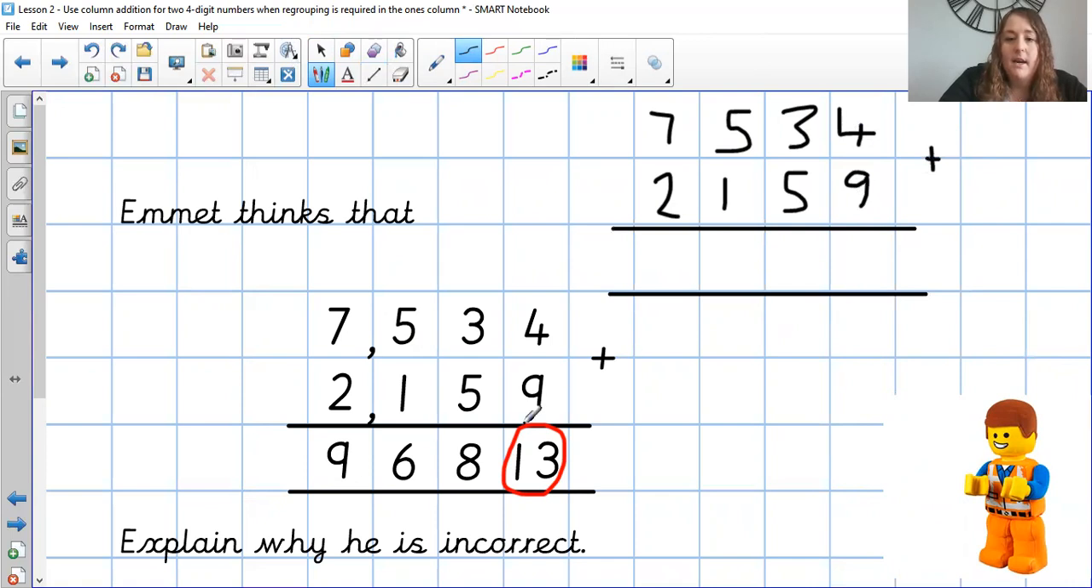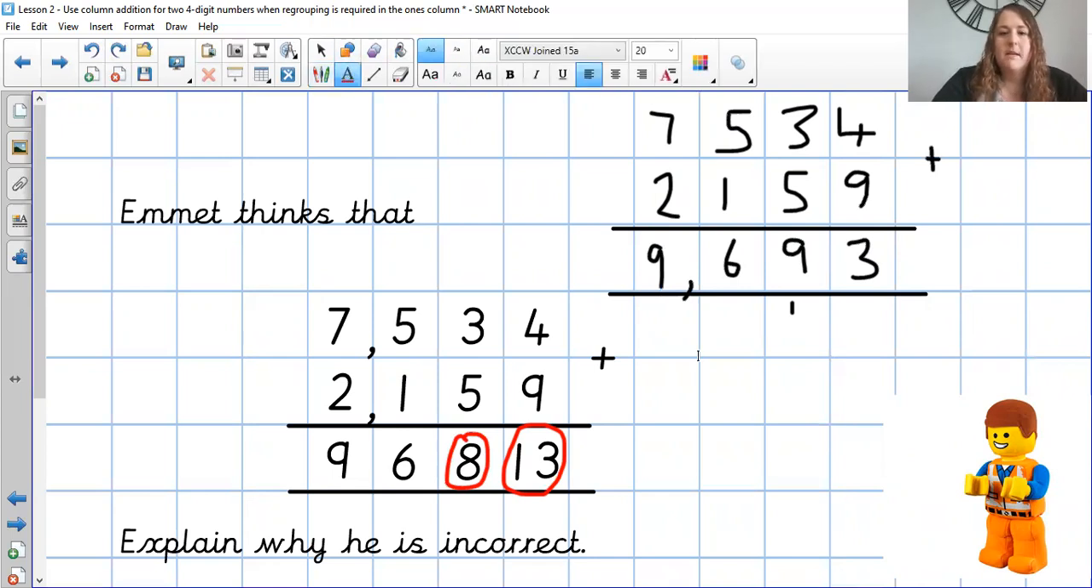So 4 add 9, I agree is 13, but we're showing it as 3 ones and 1 ten. So that goes into the next column under the tens. 5 add 3, or 3 add 5, add 1: 5, 6, 7, 8, now it's 9. And if you notice, Emmett made that mistake there as well because he didn't add that 1 on. Then we've got our 5 add 1 is 6, and our 7 add our 2, which is 9. So you can always show the right answer, but it's also great to explain what Emmett did wrong.